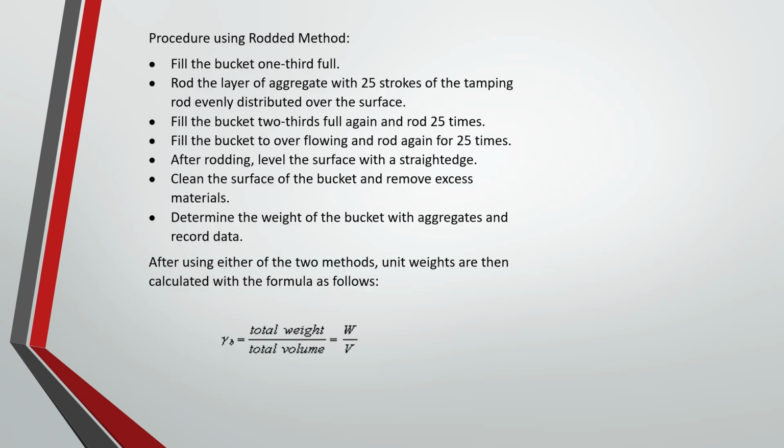So for procedures using the rodded method, fill the bucket one-third full. Rod the layer of aggregate with 25 strokes of the tamping rod evenly distributed over the surface. Fill the bucket two-thirds full again and rod 25 times. Fill the bucket to overflowing and rod again 25 times. After rodding, level the surface with a straight edge. Clean the surface of the bucket and remove excess materials. Determine the weight of the bucket with aggregates and record data.